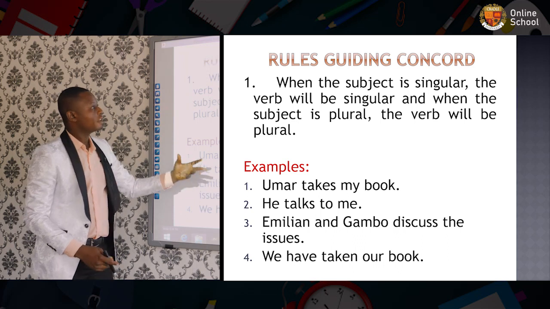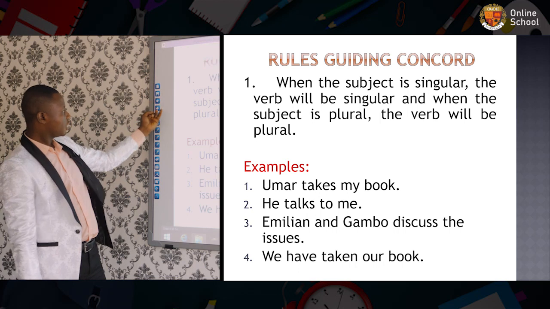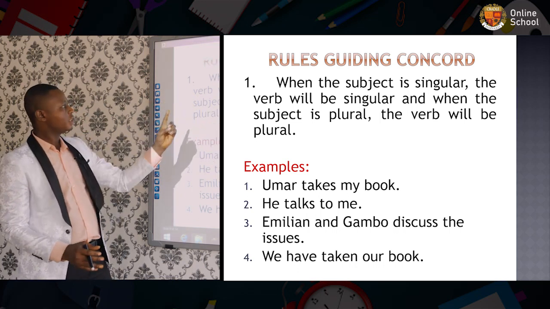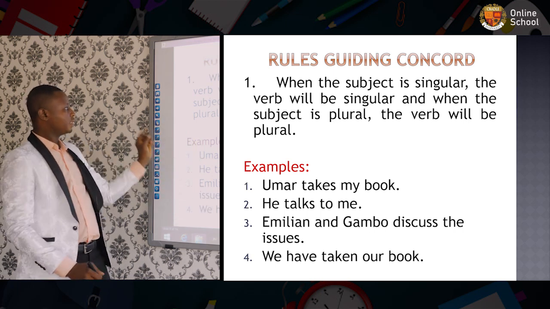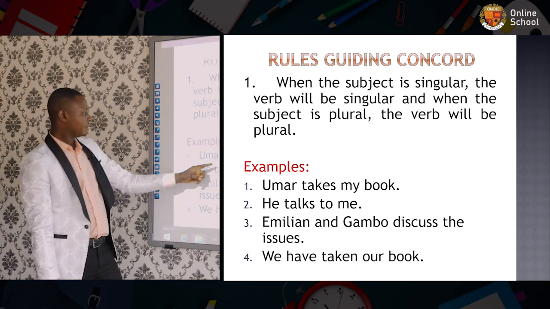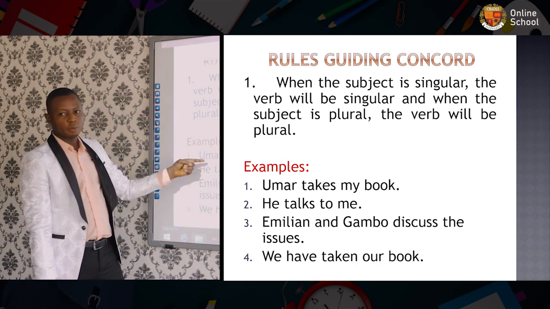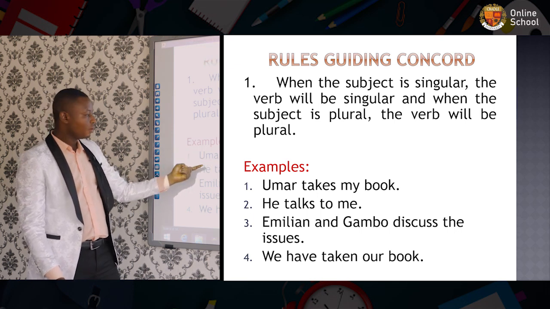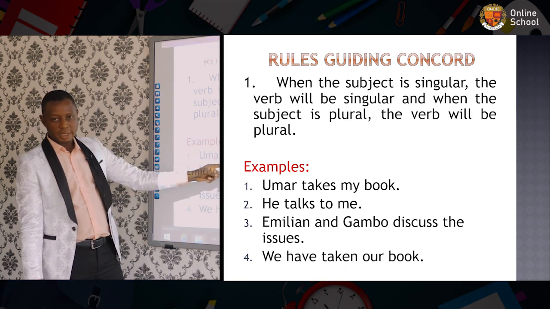So let us take a look at the following rules guiding Concord. When the subject is singular, the verb will be singular. And when the subject is plural, the verb will be plural. For example, Umar takes my book. Umar here is a singular subject. It must take a singular verb. Is that clear?